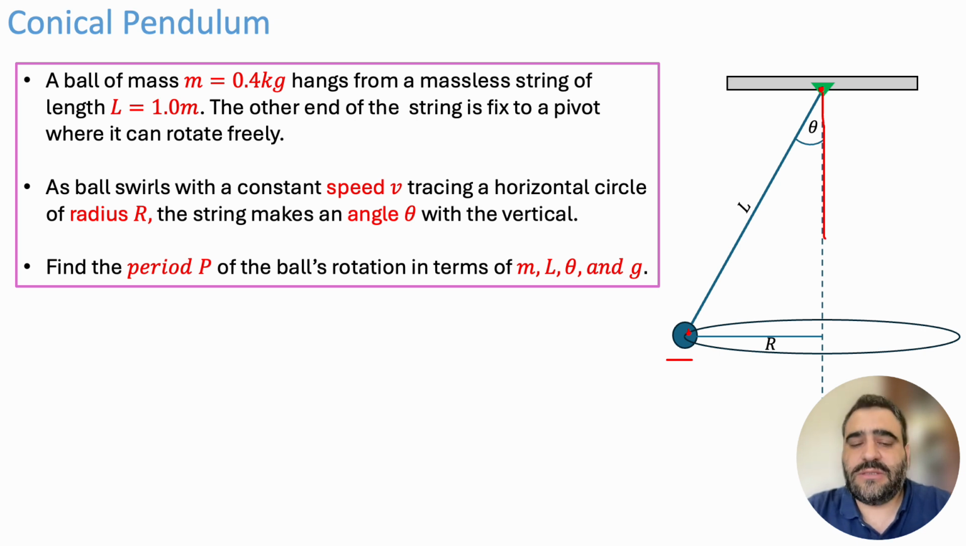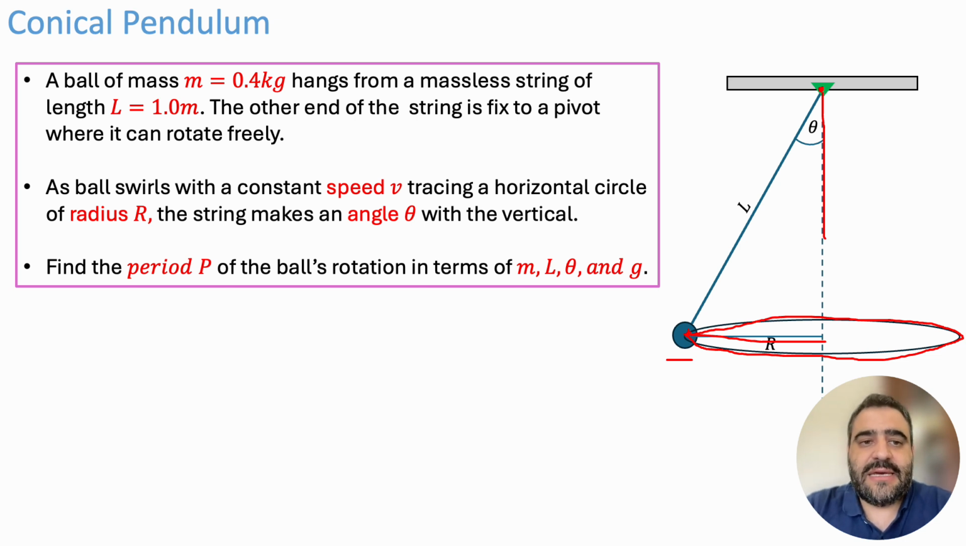As the ball swirls, so we allow the ball to rotate, or push it to rotate, with a constant speed v, tracing a horizontal circle of radius r, the string makes an angle theta with the vertical. So the ball is going around the vertical axis. It's tracing a horizontal circle, so the ball is rotating horizontally, and the radius of the circle r is fixed, and the speed of rotation is constant.